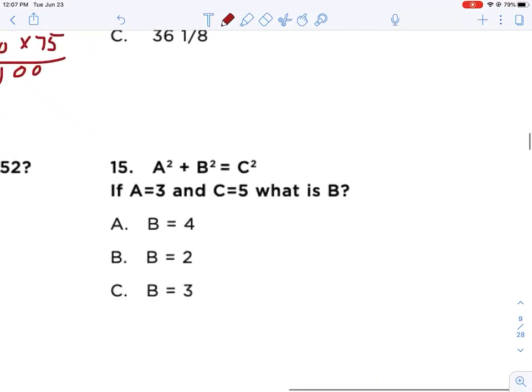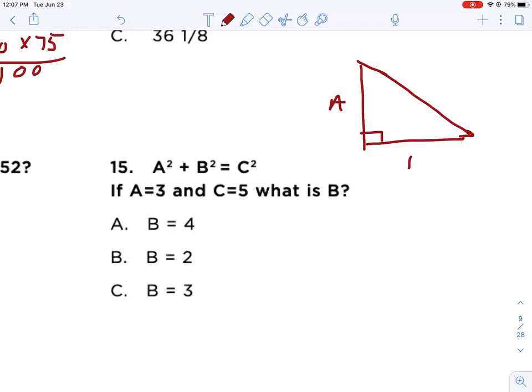So let's look at this problem. This is a Pythagorean theorem. Let me remind you what that is. If you have a right triangle, here's the right angle. This is your A, this is your B, this is your C. Here's the formula right there: A squared plus B squared equals C squared. It's always the sides that make an L, squared and added together, will be equal to what's called your hypotenuse, that longest side.